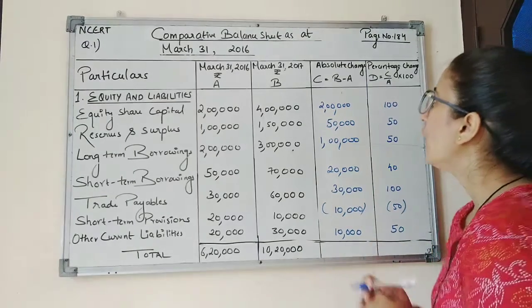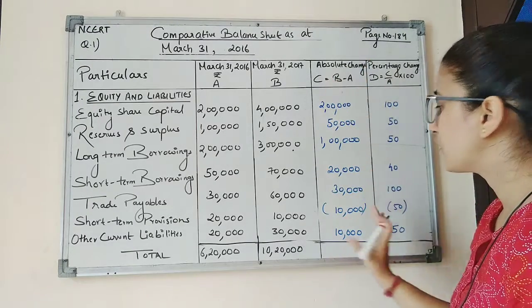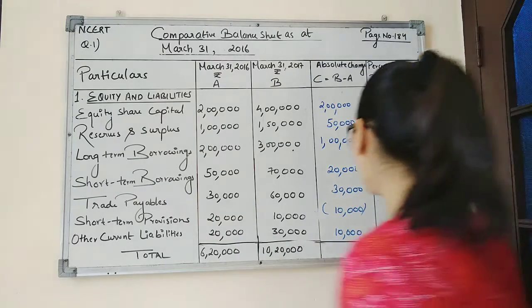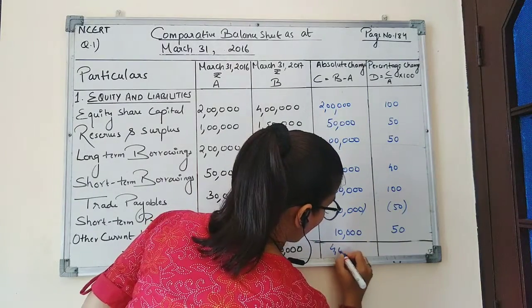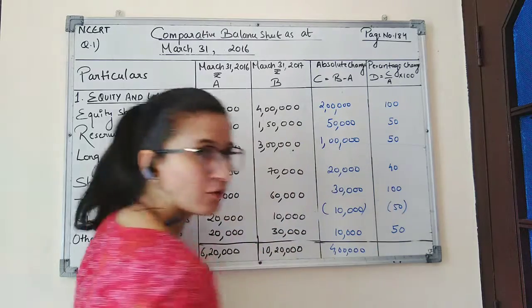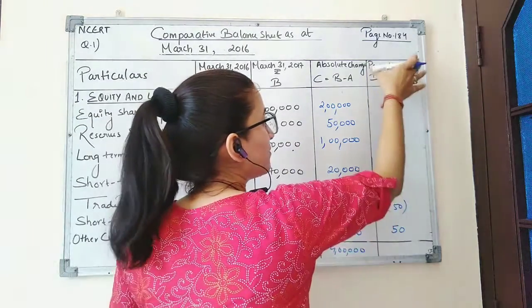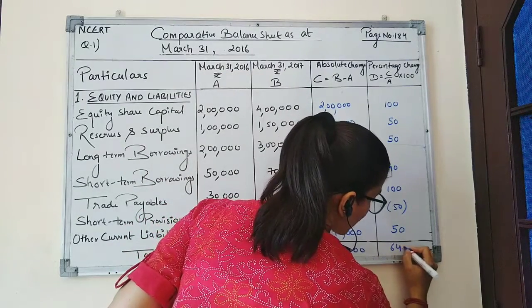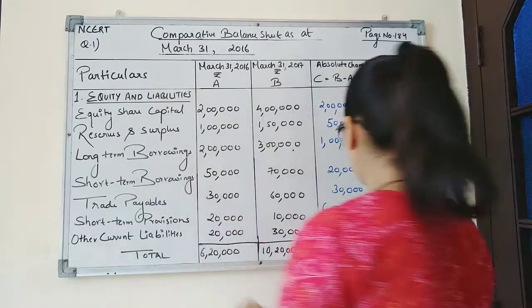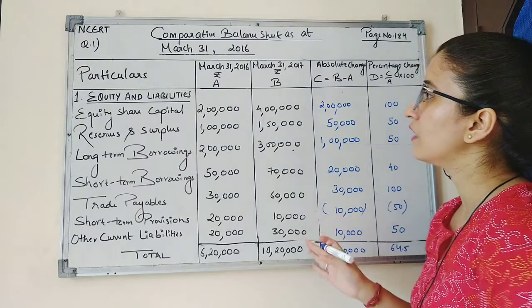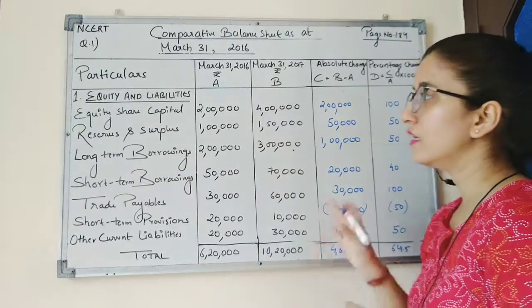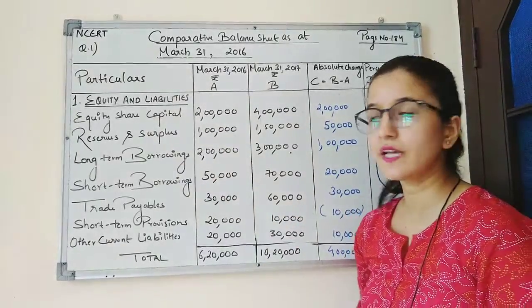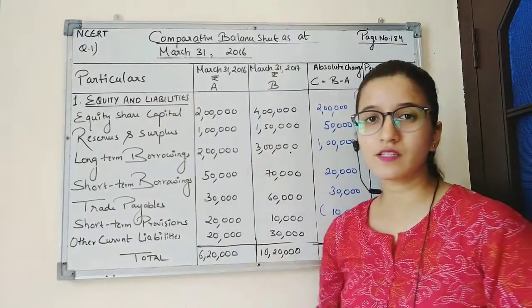Now we will add up the amounts of absolute change. By adding all the amounts of absolute change, we get the total of 4 lakh rupees, and by adding the percentage change column, we get 64.5%. So this is how to calculate the equity and liabilities side. So we have calculated the equity and liabilities side. Now we will calculate the asset side.